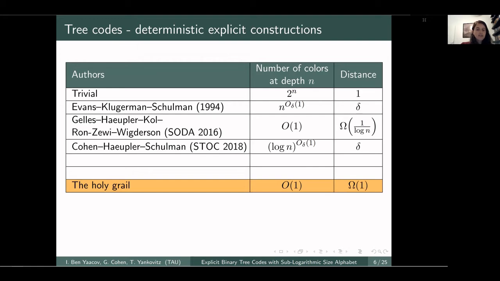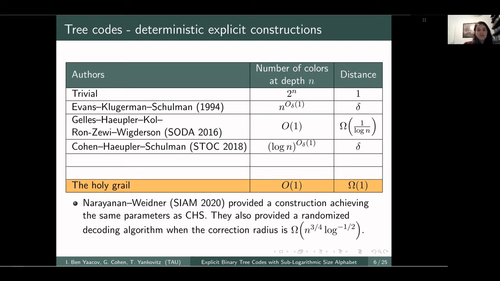A bit later, in 2018, Cohen, Haeupler, and Schulman managed to construct tree codes that have a polylogarithmic number of colors for every constant distance. In another result from 2020 by Narayanan and Weidner, the authors achieved the same parameters as Cohen, Haeupler, and Schulman, together with a randomized encoding algorithm for a large enough radius.